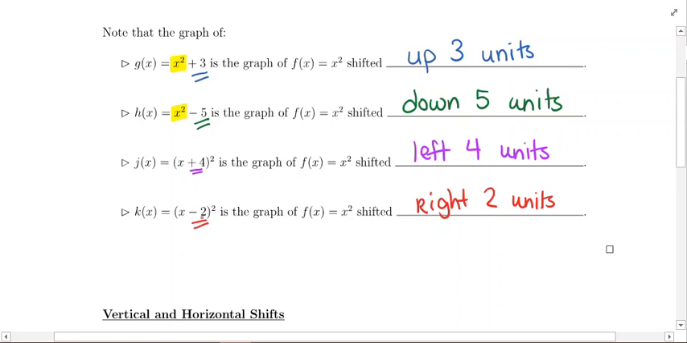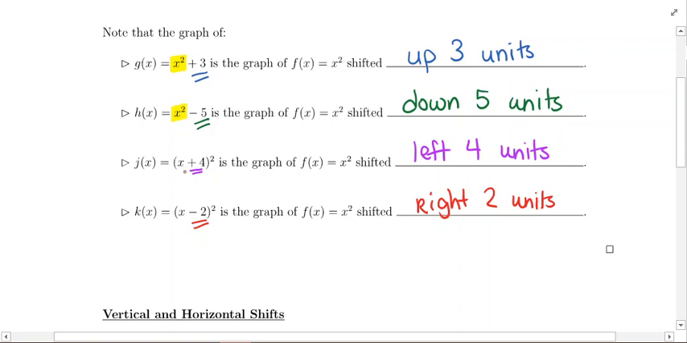So basically, this example is showing us the rules for vertical and horizontal shifts. If you have your original function and you add a number and there's no parentheses, the original function is going to go up by that many units. If you subtract a number and there's no parentheses, the original function is going to shift down by that number of units.